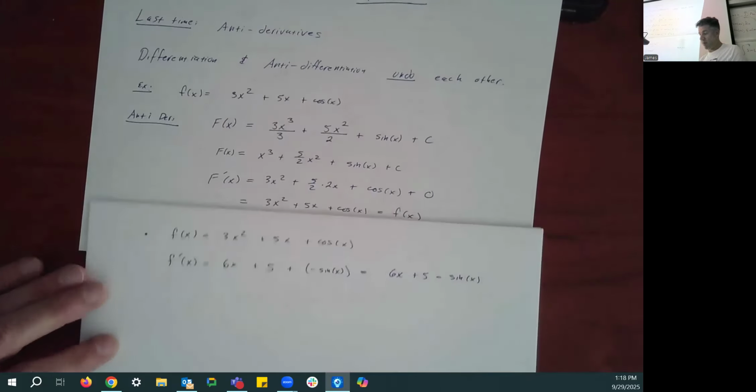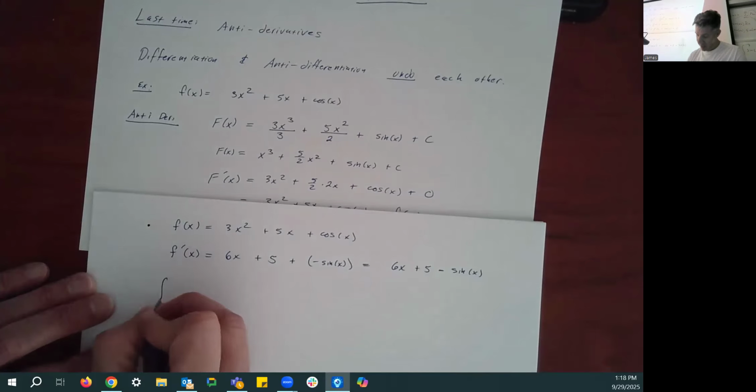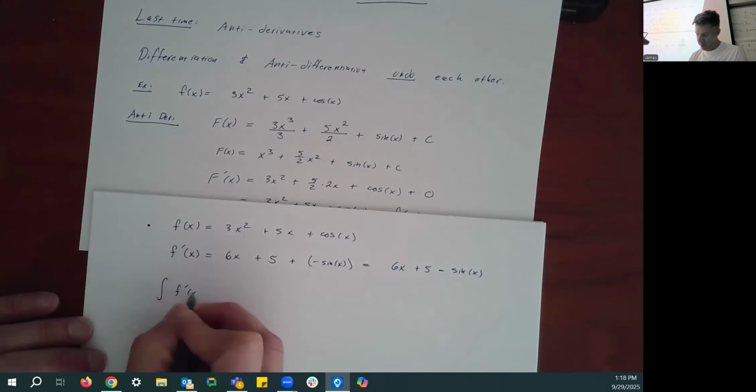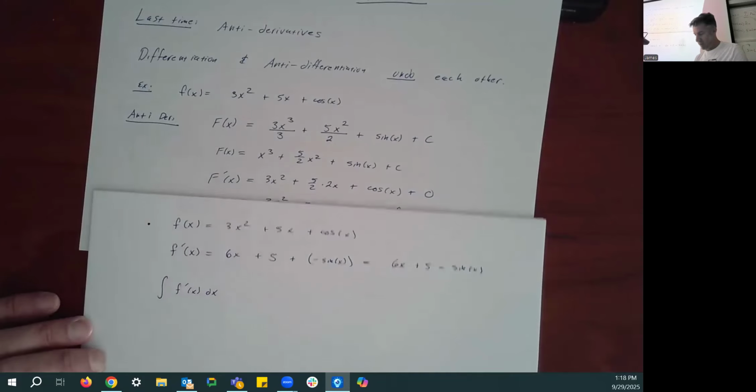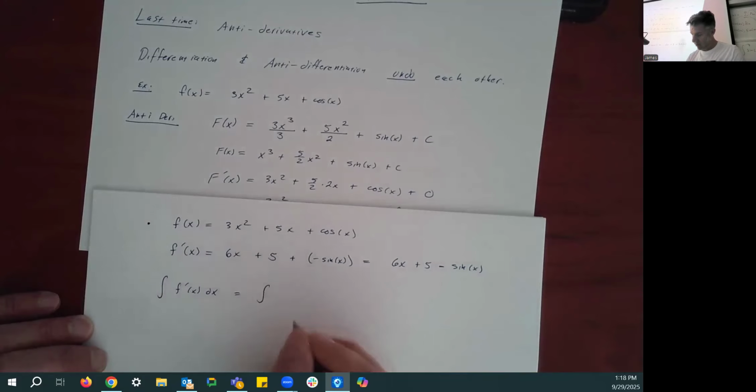Now, if we go back and take the antiderivative, I am going to use the integral symbol here for the antiderivative because it's going to be a little bit different. The antiderivative of my derivative is going to be the antiderivative of 6x plus 5 minus sine of x.